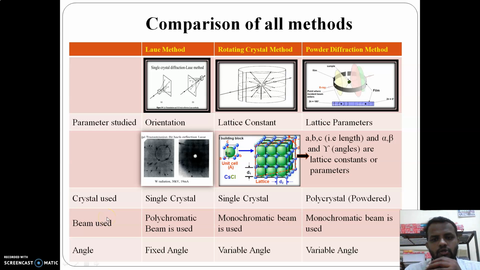Hello students. This slide is actually the crux of all the methods which we have talked about in all the lectures. The first method was the Laue method. In the Laue method, the parameter which we studied was the orientation. Orientation means how and where the atoms are located in the crystal. That orientation can be determined by using the Laue method.